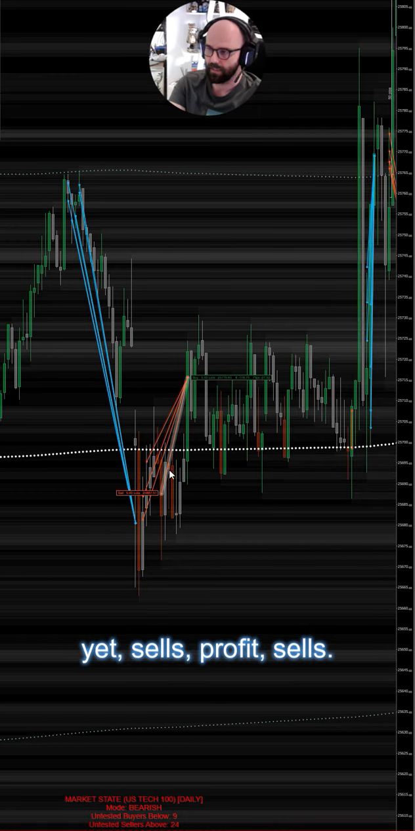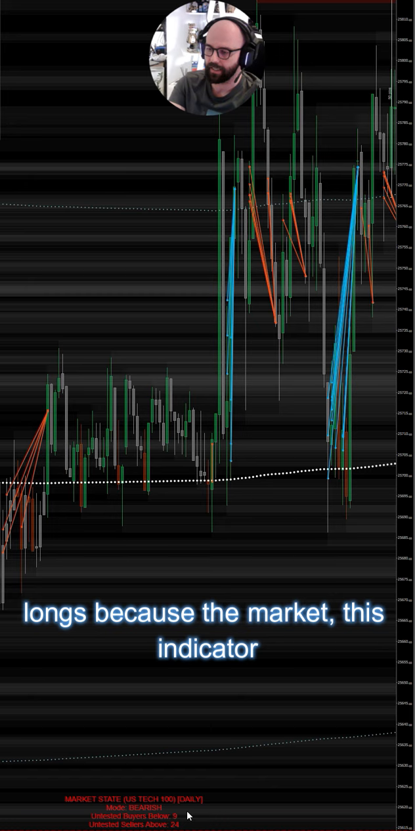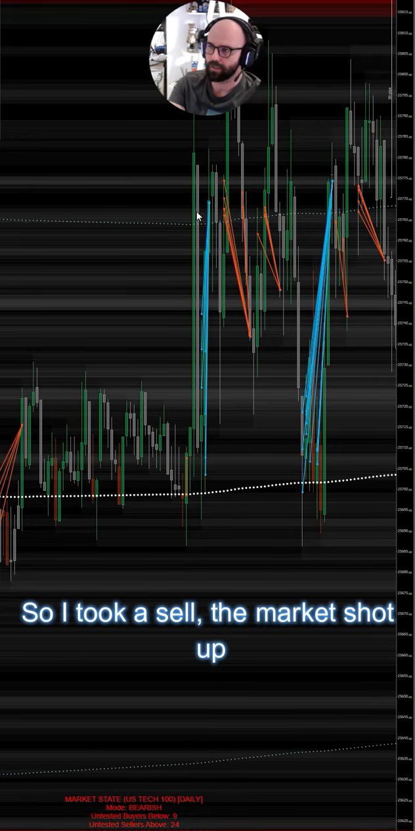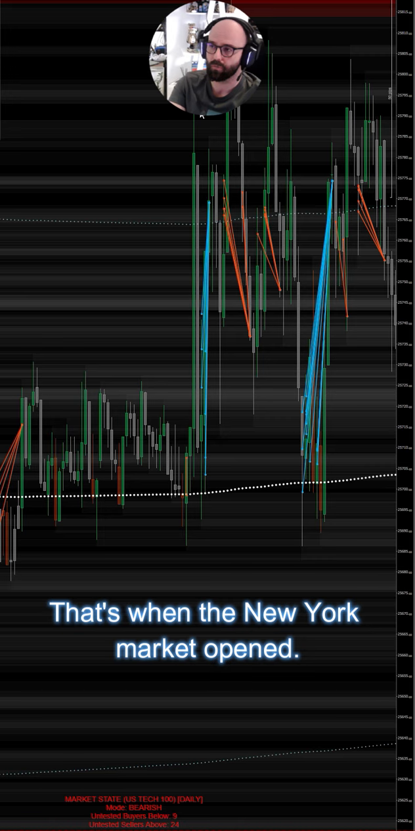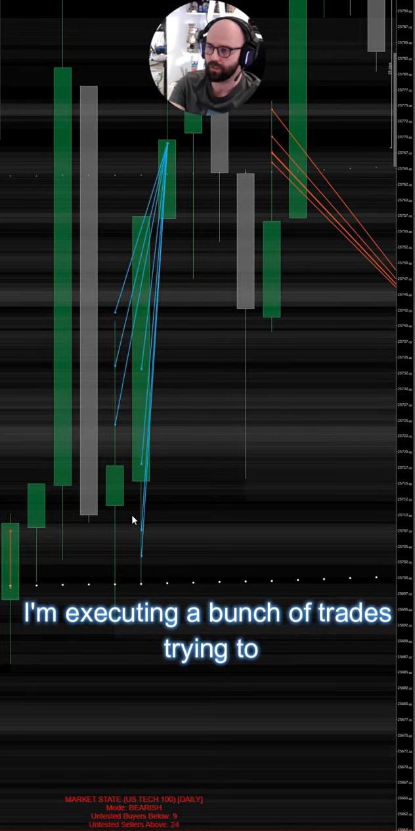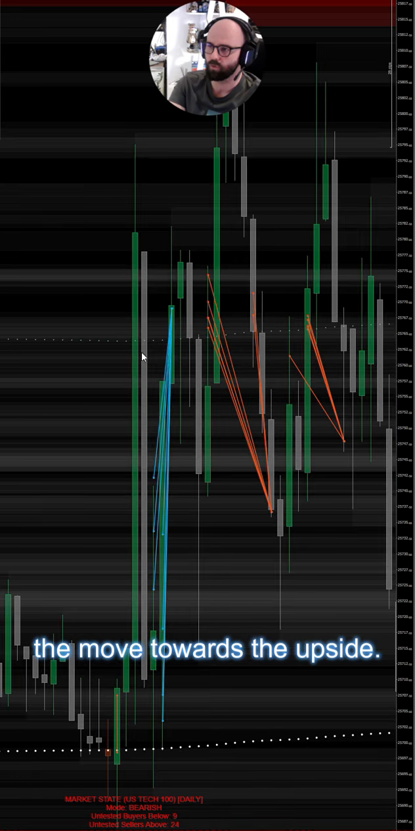Sells, profit, sells. I got out of this, and then we switched to longs because the market, this indicator started becoming green and it was telling me bullish. So I took a sell, the market shot up aggressively. That's when the New York market opened. Retest of the VWAP, and you can see that better here. I'm executing a bunch of trades, trying to get into this market and capitalizing on the move towards the upside.